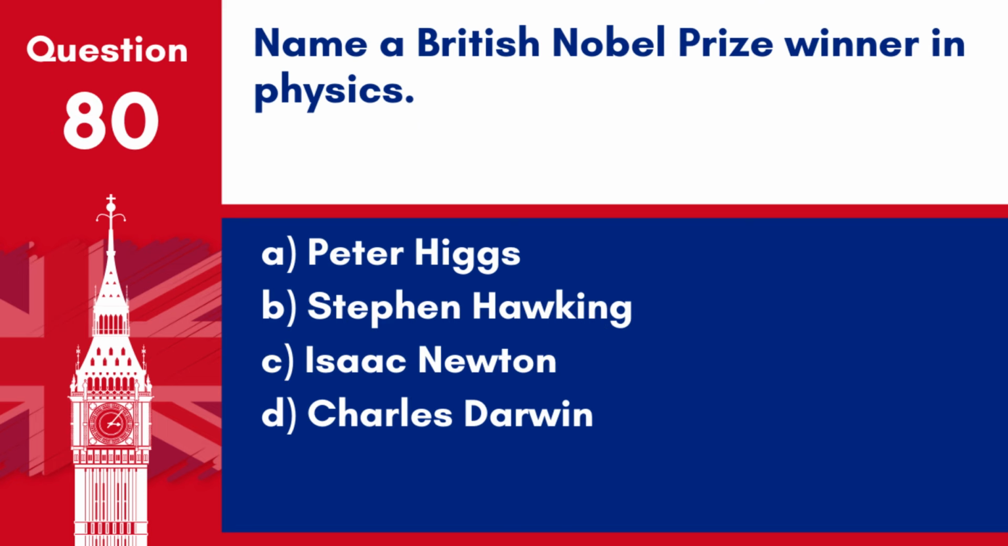Question 80. Name a British Nobel Prize winner in physics. A. Peter Higgs. B. Stephen Hawking. C. Isaac Newton. D. Charles Darwin. Answer A. Peter Higgs. Peter Higgs was awarded the Nobel Prize in Physics in 2013 for the theoretical discovery of a mechanism that contributes to our understanding of the origin of mass of subatomic particles.